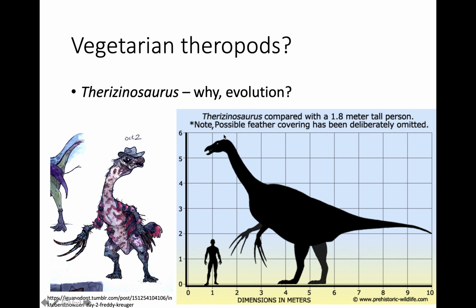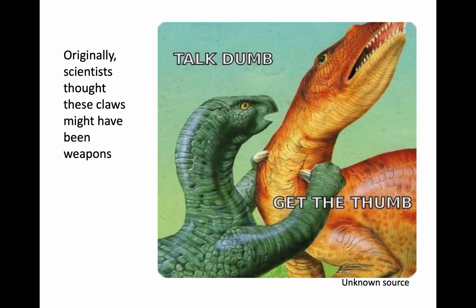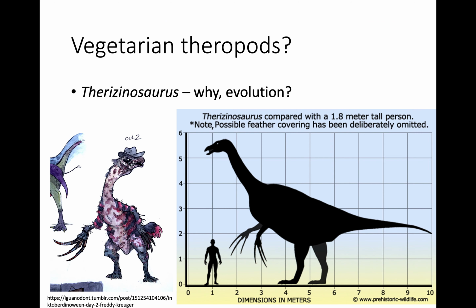Here is the Therizinosaurus compared to a 1.8 meter tall person, so just under 6 feet. A lot of people call this the Freddy Krueger dinosaur for very obvious reasons. All right, so we assume that it had feathers. We're not sure what those feathers would have looked like. So why is it a vegetarian? So originally, scientists thought that these claws might have been weapons, right? Makes sense. Look at those things.